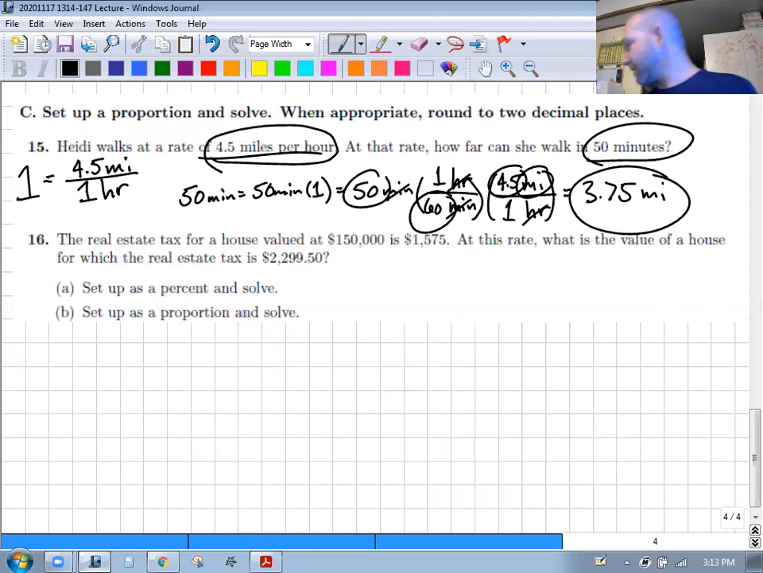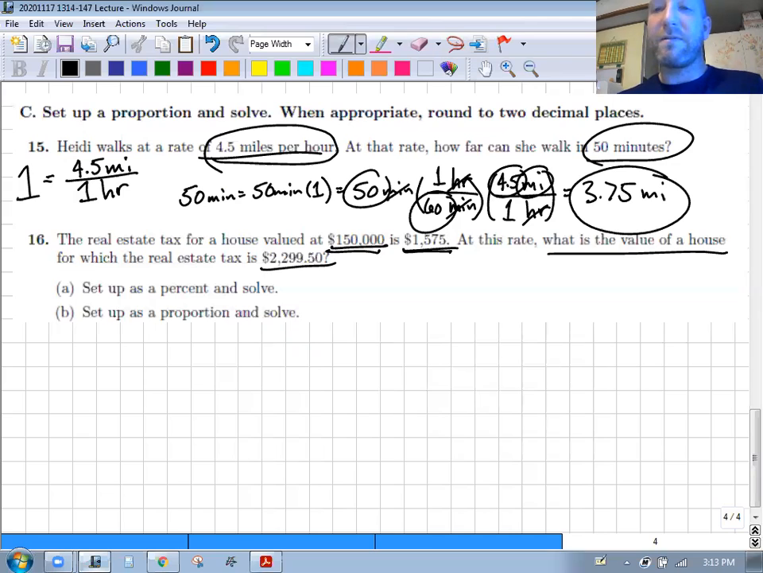Okay, cat pestering me. All right, the real estate tax for a house valued at $150,000 is $1,575. So here's the price of a house, and there's the tax on it. At this rate, what is the value of a house for which the real estate tax is this much? All right, so there we have the price of a house and the tax on it. They're asking about the price of a house given that tax on it.